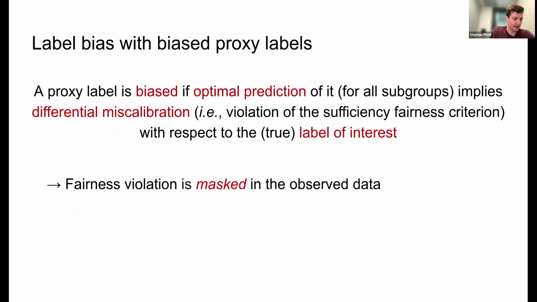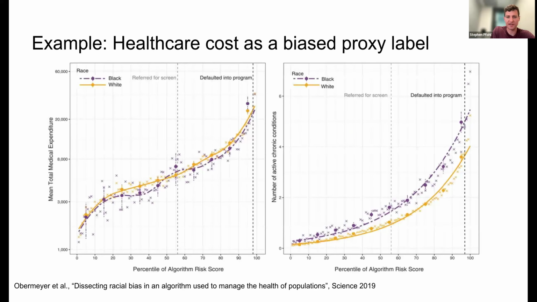I want to talk a bit about label bias with biased proxy labels. And so we'll say that a proxy label is biased if our optimal prediction of it implies differential miscalibration, that would be a violation of sufficiency with respect to some true label of interest. And this is an example of that masking of fairness violation in the observed data. A good example of this is the paper by Obermeyer and colleagues in Science in 2019, which I'm sure many of you are familiar with.